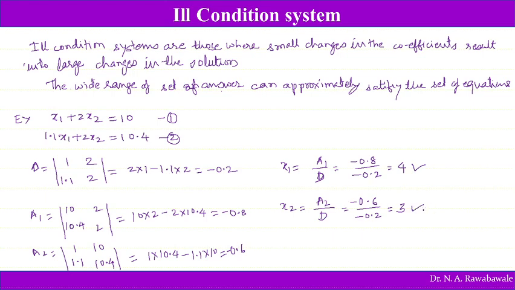Now let us see another example where we are going to make a minor change in the coefficients and how it leads to the change in the answer. So let us see the second set of equations. The original set of equations is x1 plus 2x2 is equal to 10. This was equation number 1. And the second equation is 1.1 x1 plus 2x2 is equal to 10.4. So this was equation number 2.